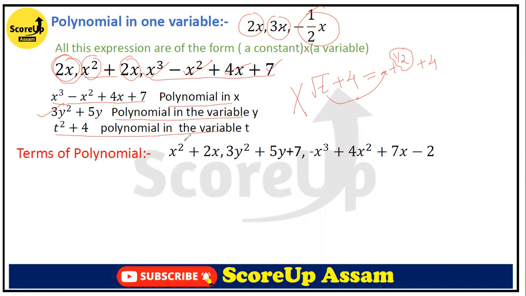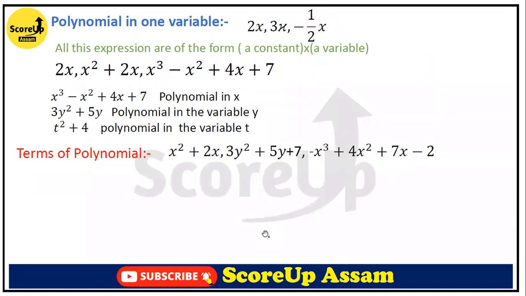Now see, how many terms are there in this polynomial? See here, this is one term. This is another term. So the total number of terms is 2. Here 1, 2, 3, so the total number of terms is 3. Here 1, 2, 3, 4, so the total number of terms is 4. Okay. So these are the terms of a polynomial. These are the concepts which I am trying to give you. Okay. So now we shall move to the next topic.